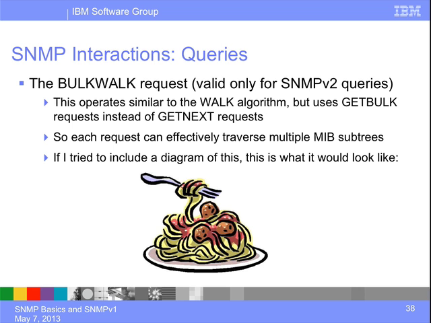The bulk walk request is also valid for SNMP v2 only. You can think of the bulk walk as a mashup of a walk and a get bulk. The general algorithm is the same as a walk, but instead of being a series of getNext requests, the manager sends a series of get bulk requests. The result is that multiple tables can be walked in parallel. I would provide an animation of this, but the result would most likely be a steaming pile of spaghetti.